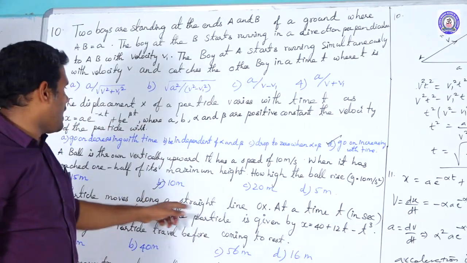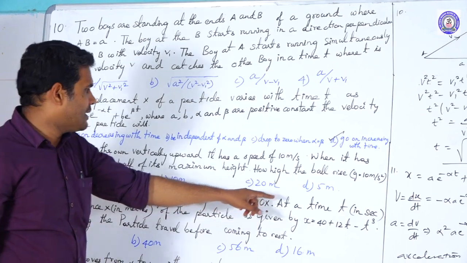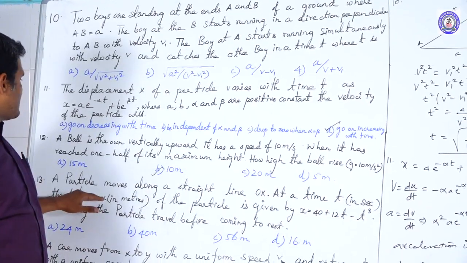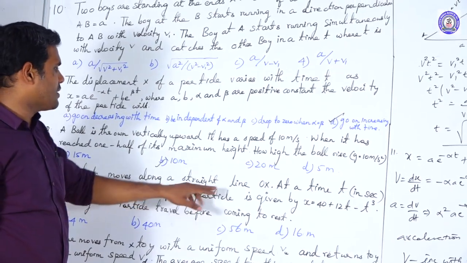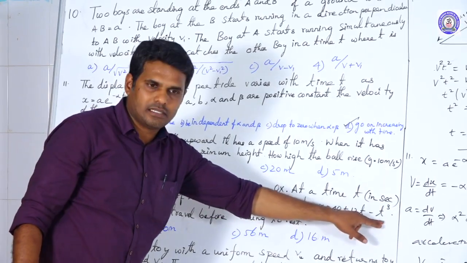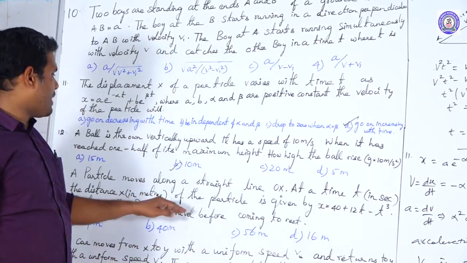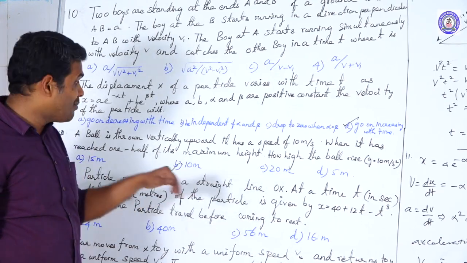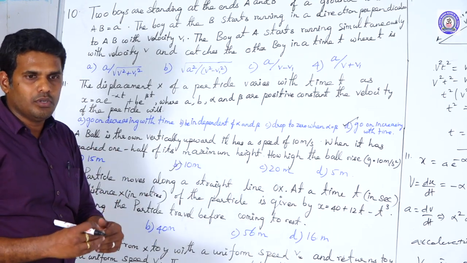A particle moves along a straight line OX. At a time t in seconds, the distance x in meter of the particle is given by x equals 40 plus 12t minus t cube. How long did the particle travel before coming to rest? What will be the distance covered by the particle before it comes to rest?